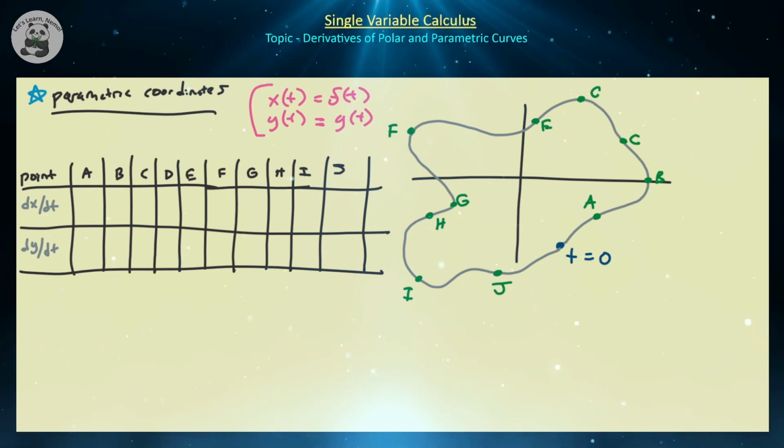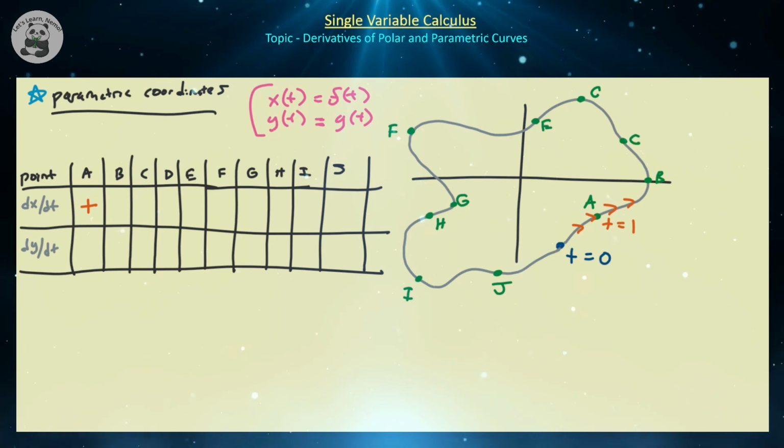So how is x changing with respect to time at point A? Are we moving to the left or to the right when t is equal to something? For example, t could be equal to 1 at that point. So when t is equal to 1, we're moving to the right, so the x values are increasing. So we can say the derivative of x with respect to time at point A is a positive number.